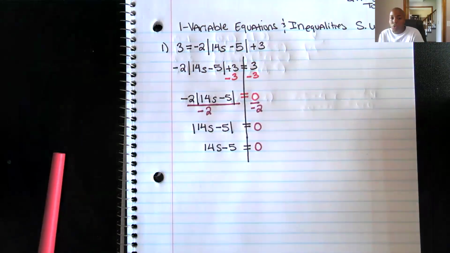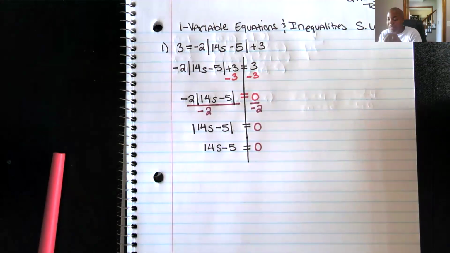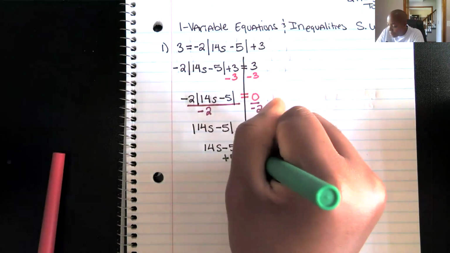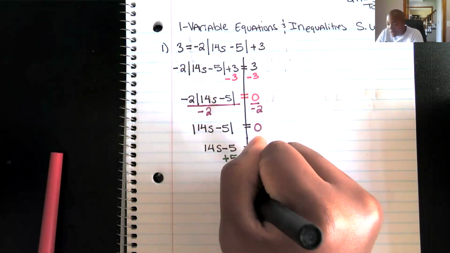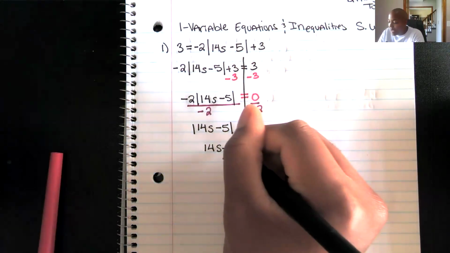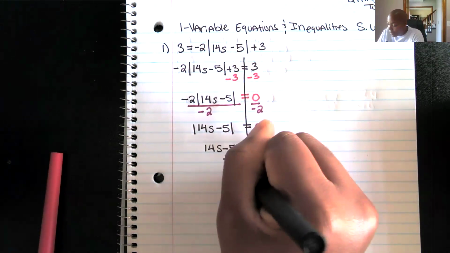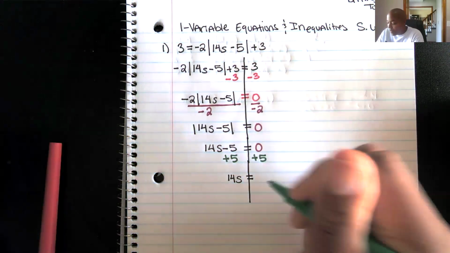Again, follow our normal solving steps. We have to get rid of the -5 by doing the opposite. Opposite of -5 is +5 to both sides. So +5, +5. Need my line a little bit longer. Okay, over here, -5 plus 5 is 0, so those cancel out. So we're left with 14s is equal to 0 plus 5. 0 plus 5 is 5.